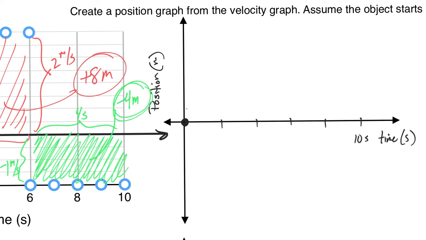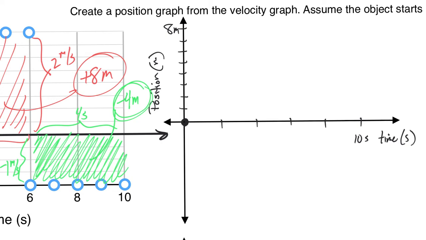So I want to try and make 1, 2, 3, 4, 5, 6, 7, 8. I want to use as much of the graph as possible. I know the object travels outwards 8 meters, so I'm trying to get 8 as close to the very top of this graph as possible. I know that my graph is never going to dip into the negative position. It moved forwards 8, backwards 4.